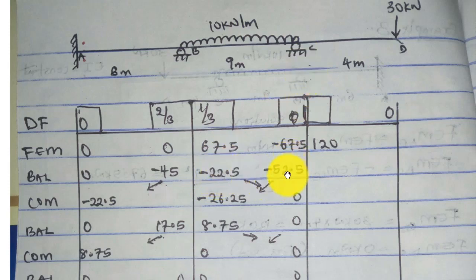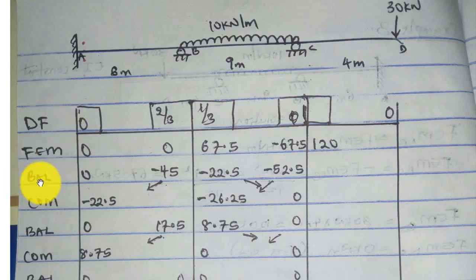Fixed moment at A is 0, fixed moment BA is 0, fixed moment BC is 67.5, CB minus 67.5, then CD you have 120. CD, not another CD. I hope you're not thinking of another CD.